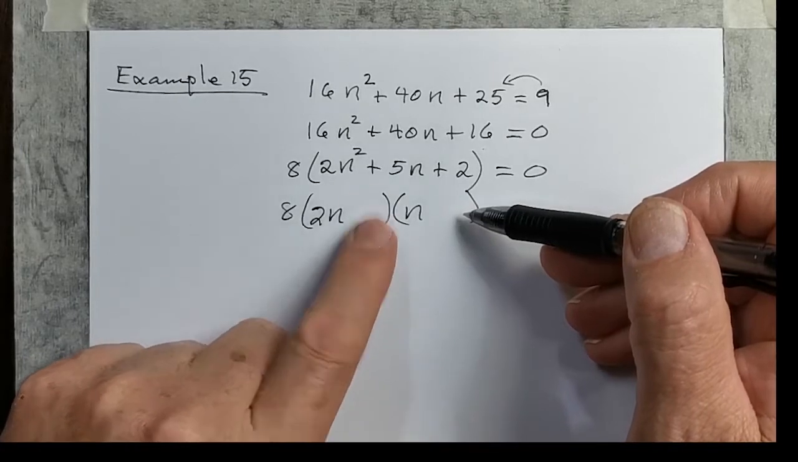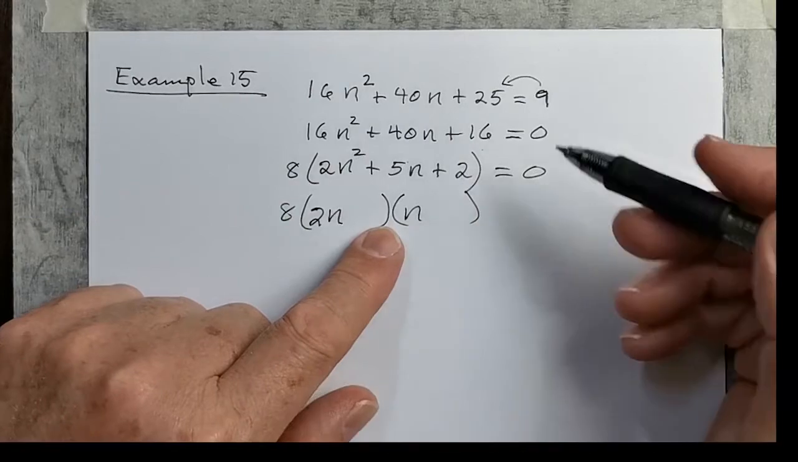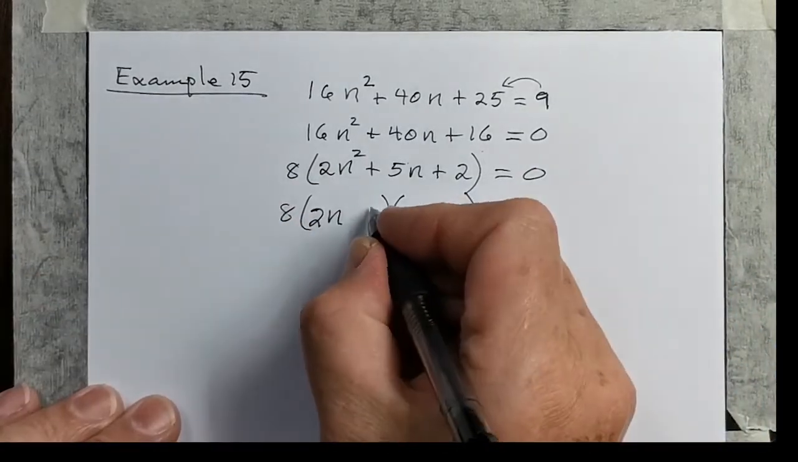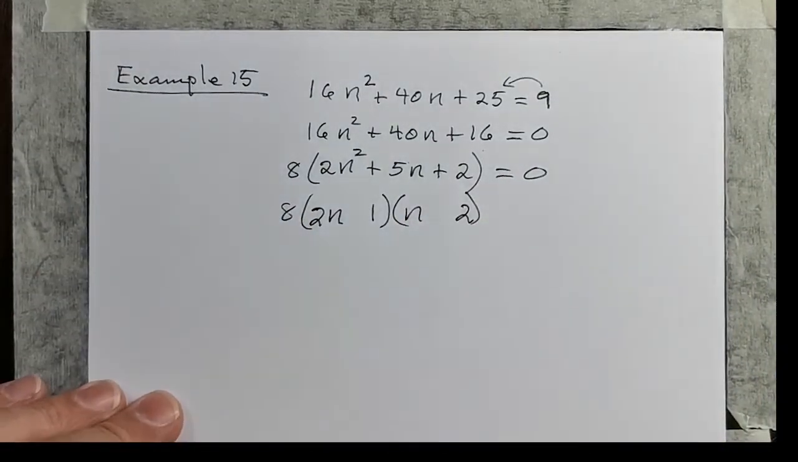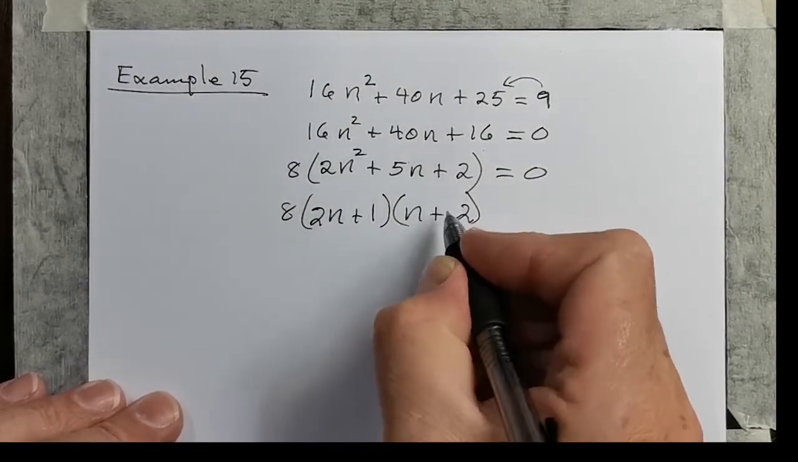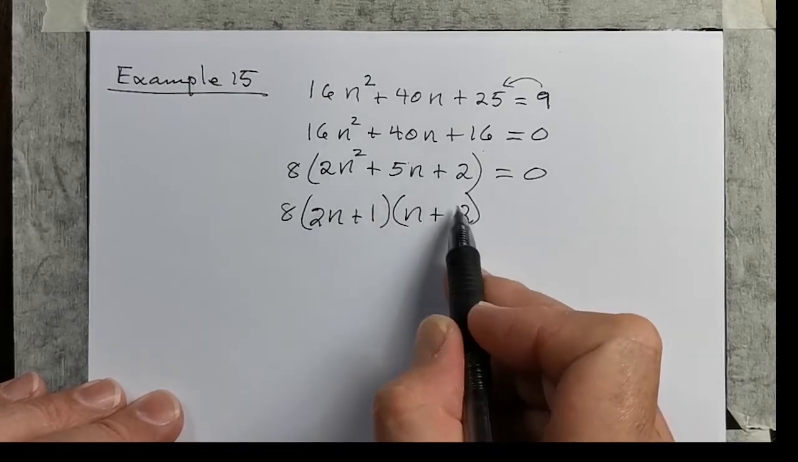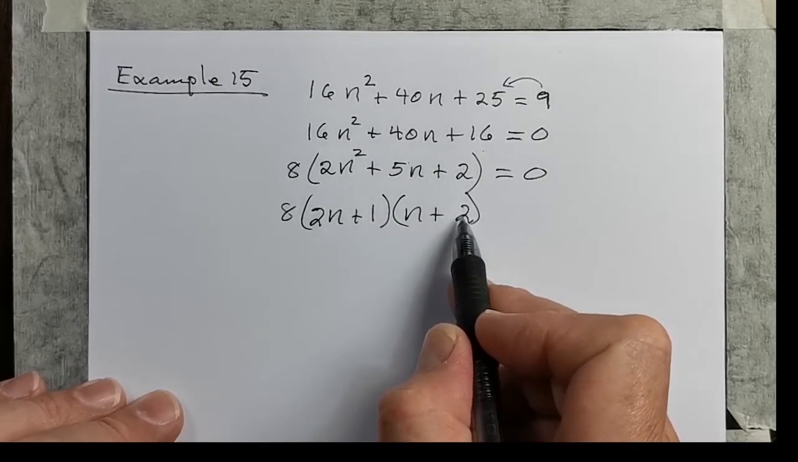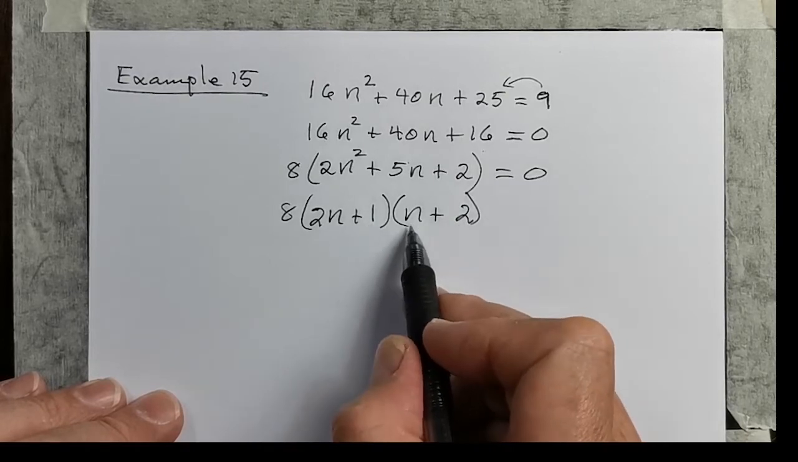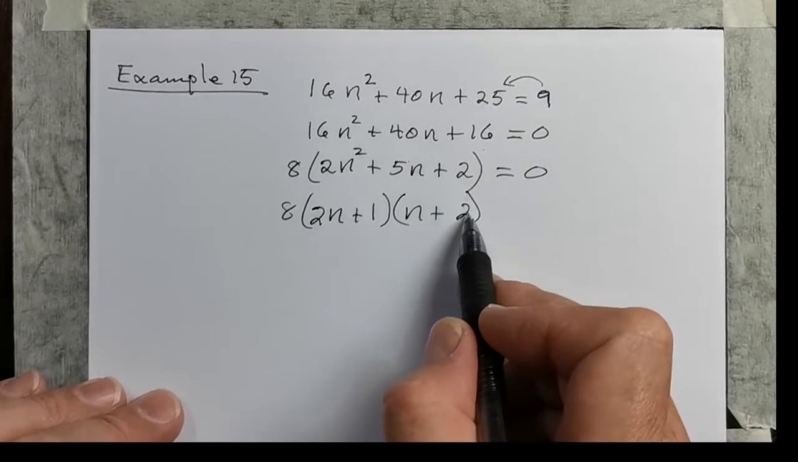So let's think. If it's 1 times 2, 2 times 2 would be 4, plus 1 would be 5. So that's it right there. We take 1, we put 2. And everything's positive, so we put plus plus. So notice 2 times 2n, 2n times 2. That's 4n. Plus 1 times n is n. 4n plus 1n is 5n. And 1 times 2 is 2.